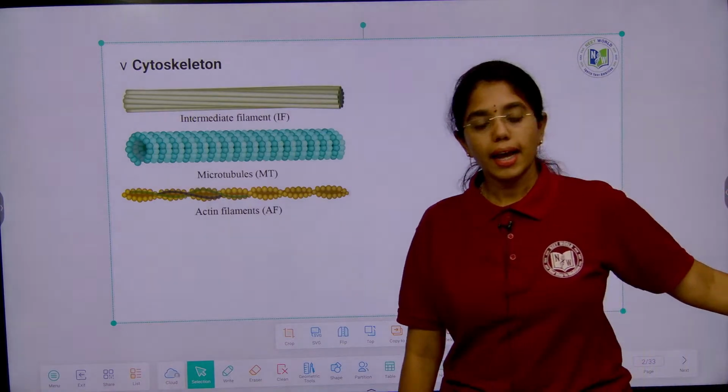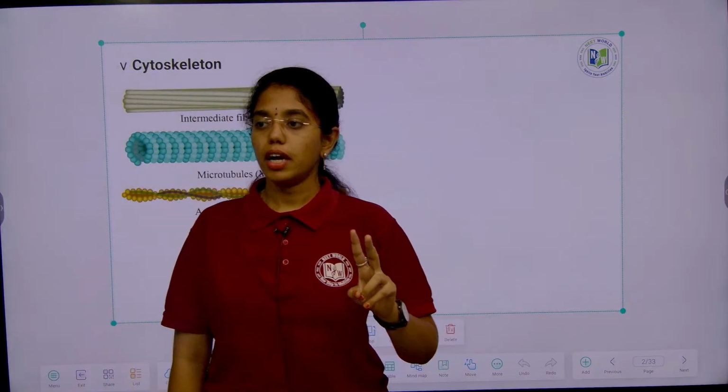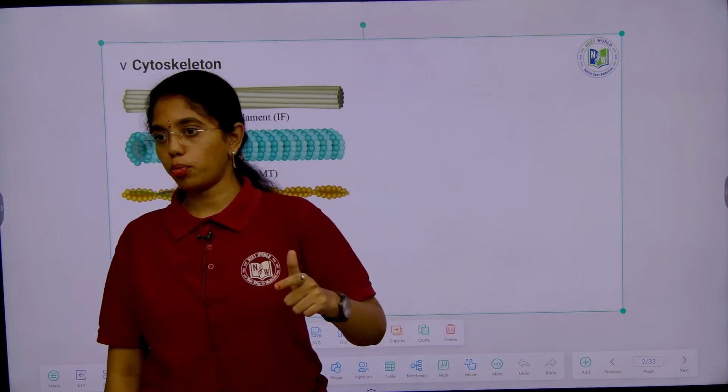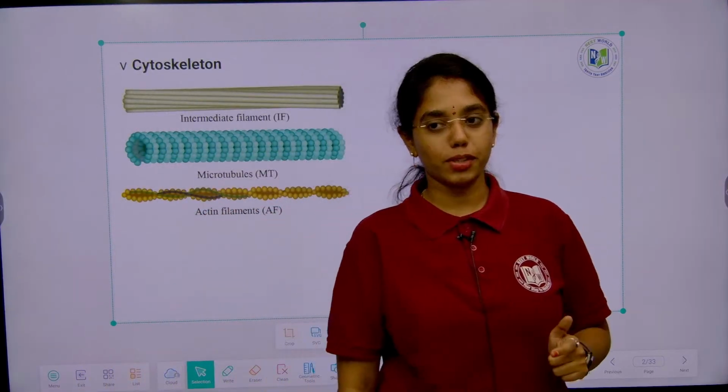Good afternoon all, and we are just left with two concepts from Cell: The Unit of Life, which include cytoskeleton and microbodies. And then we will revise the entire chapter, and go with the objective session.